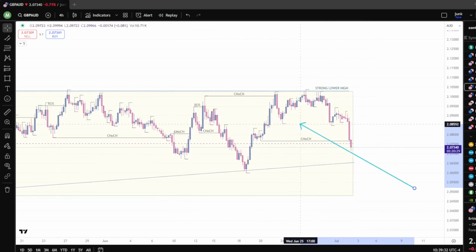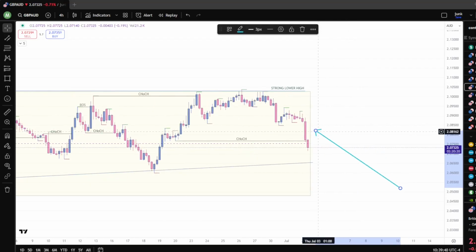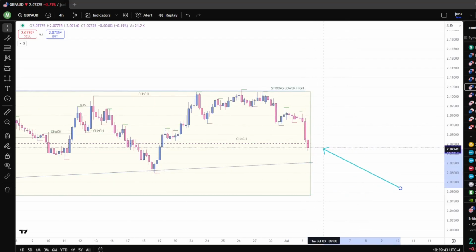I started speaking about it yesterday, but then this area of support held up. I was looking for any type of breakdown of this area, looking for any type of selling opportunity. So now it is going in the direction towards lower lows of this overall bearish structure.